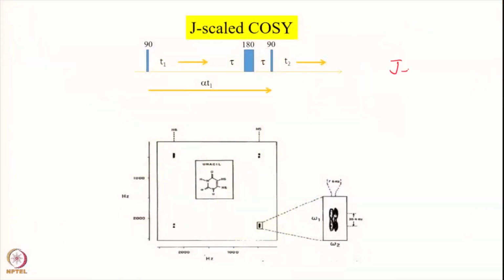So, along the F1 dimension the J is scaled up, okay. So, here the idea is to scale up J along the F1 dimension.